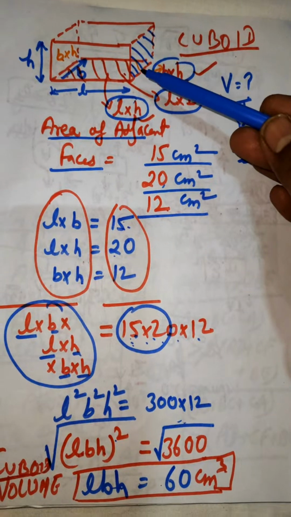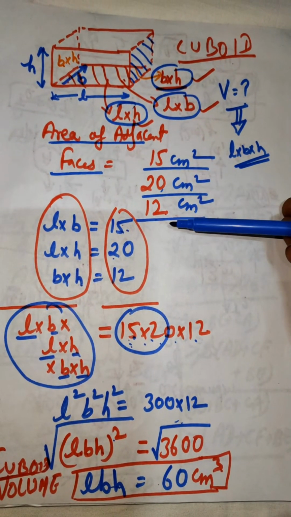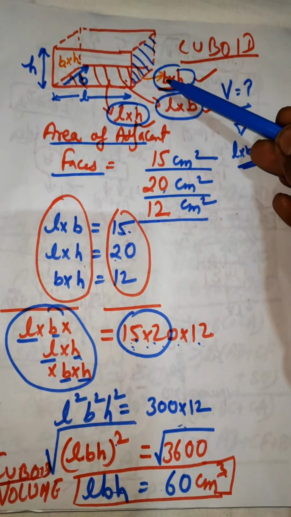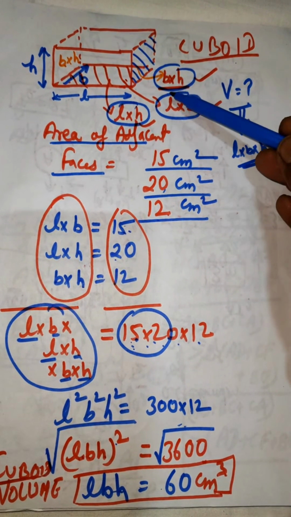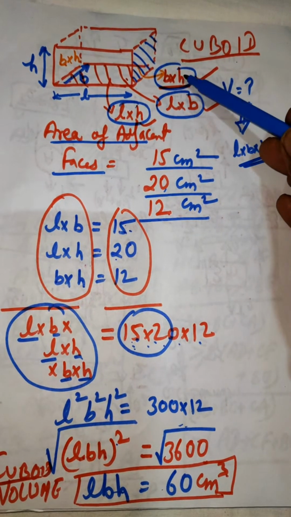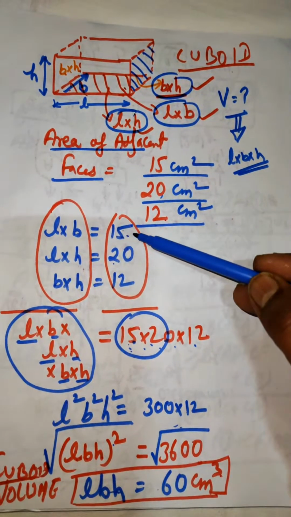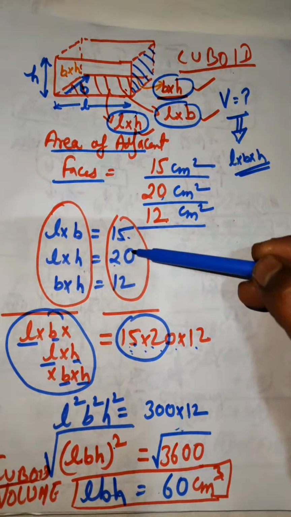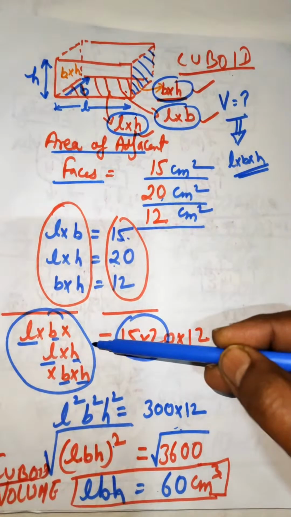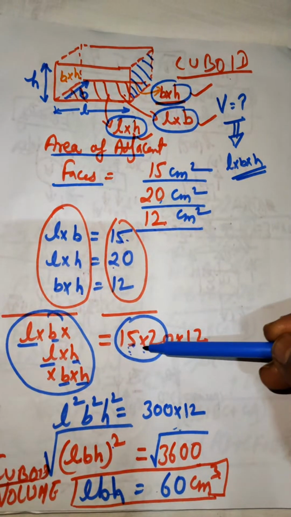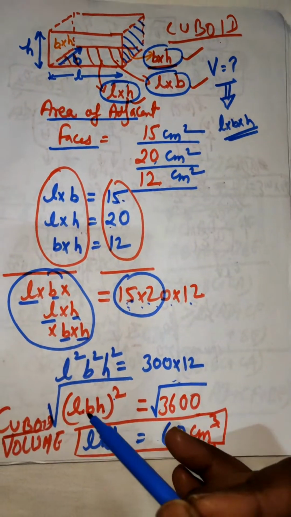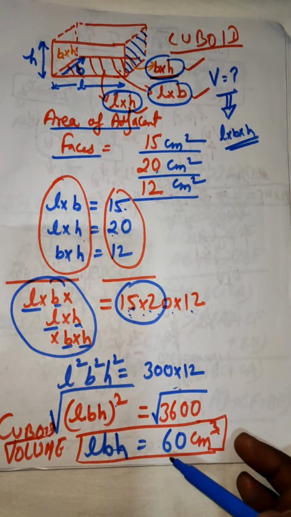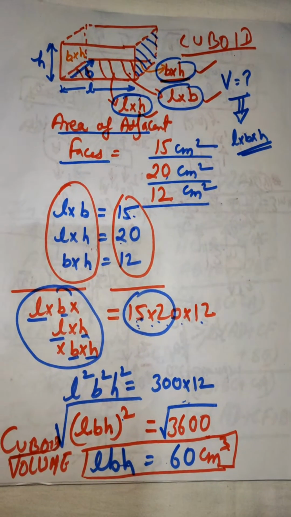When a cuboid is given, the areas of the three adjacent faces are given. We know that the three adjacent faces are stuck to each other and these three adjacent faces cover the areas L into H, L into B, and B into H. So just writing the values over here again, multiplying the LHS and RHS to get L into B, L into H, B into H equal to 15 into 20 into 12. Now taking the square root of the LHS and RHS, we get the value of the volume of the given cuboid, right?